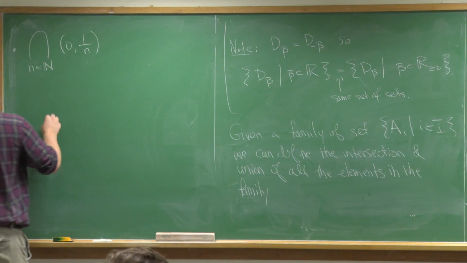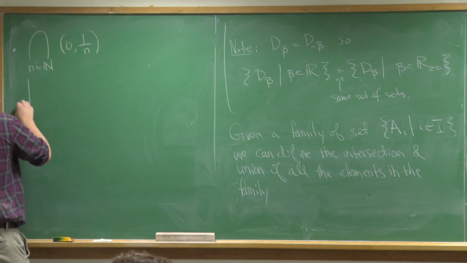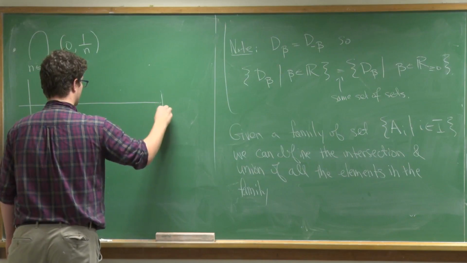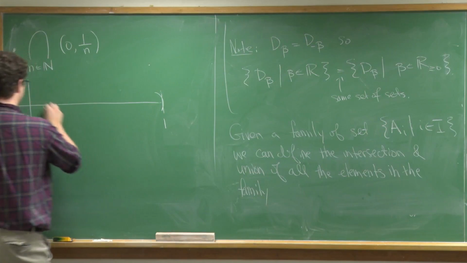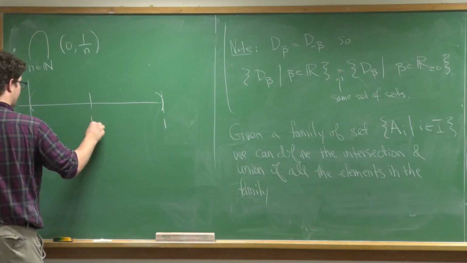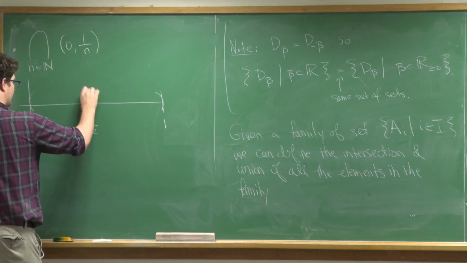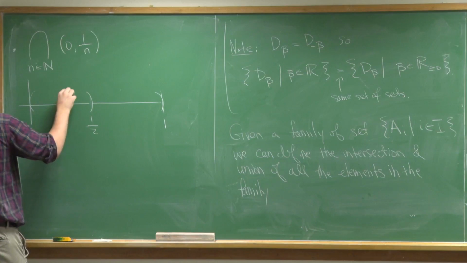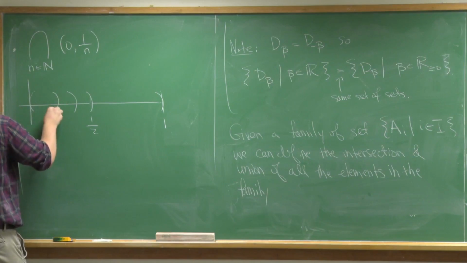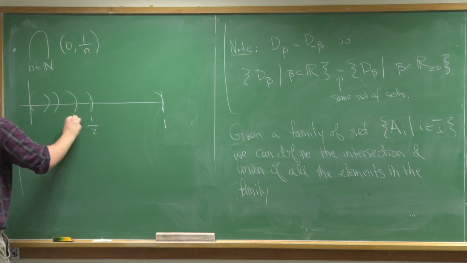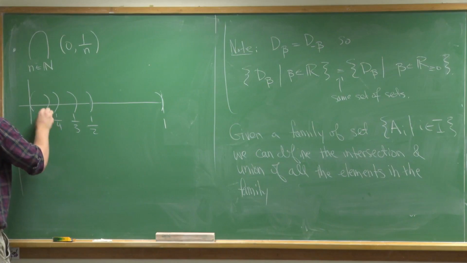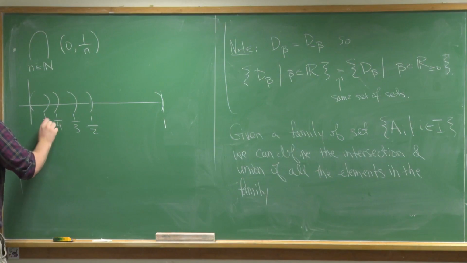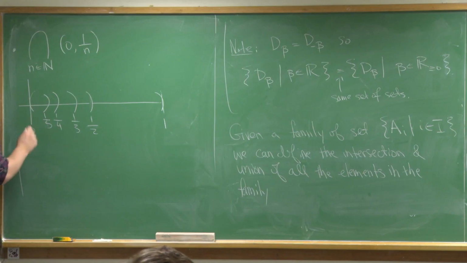So here, let me draw the drawing for you guys again. Here's 1. So we have this one, and then there's a half. Then we had a third, then a fourth, and then a fifth, 1/5, and this is the point 0 here. So what should the intersection of all these things be?